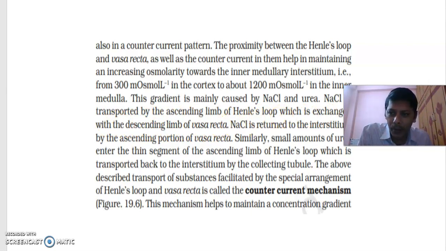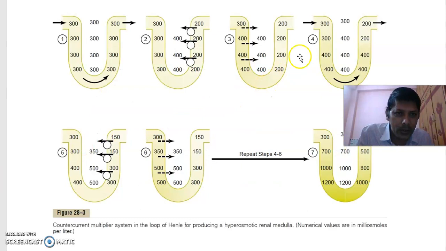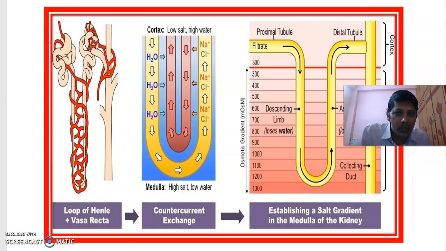First, what is happening here? What is coming outside? NaCl is coming out. From what limb is NaCl coming out? Tell me, what is this one? This is the ascending limb of Henle's loop. Where is this salt going? This salt is exchanged with, I will show you here.